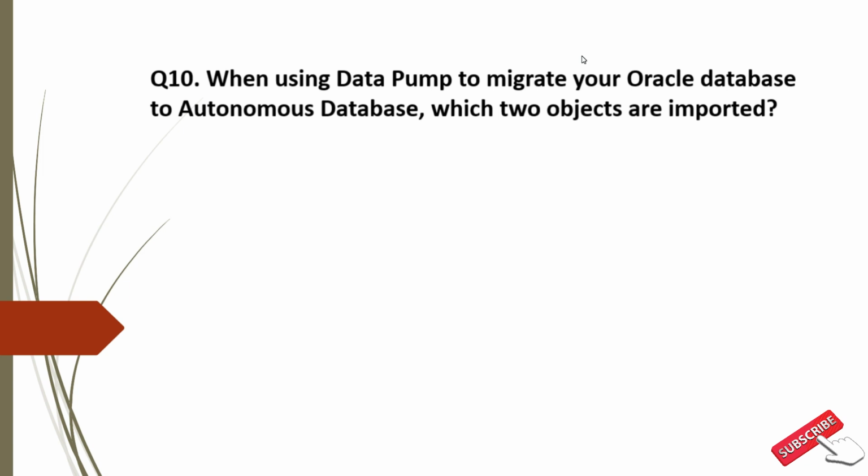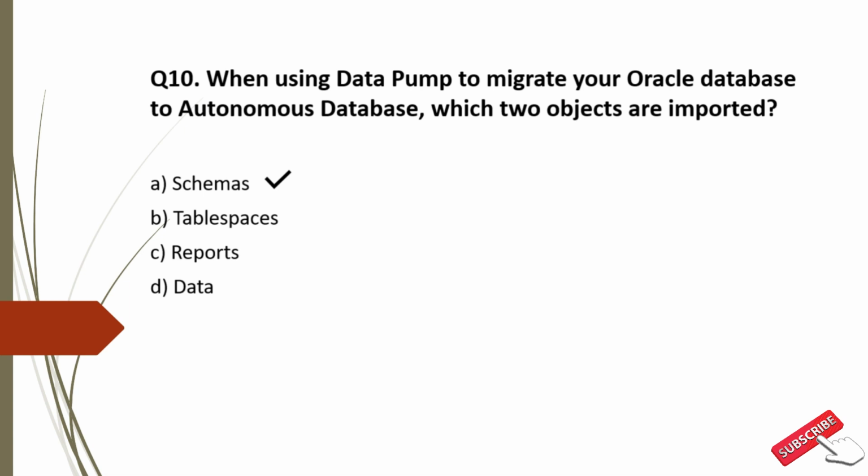Question 10. When using DataPump to migrate your Oracle database to autonomous database, which two objects are imported? And the options are A. Schemas, B. Table spaces, C. Reports and D. Data. Now analyze the options. Yes, we do import schema using DataPump to migrate our Oracle database to autonomous database. So this is correct.